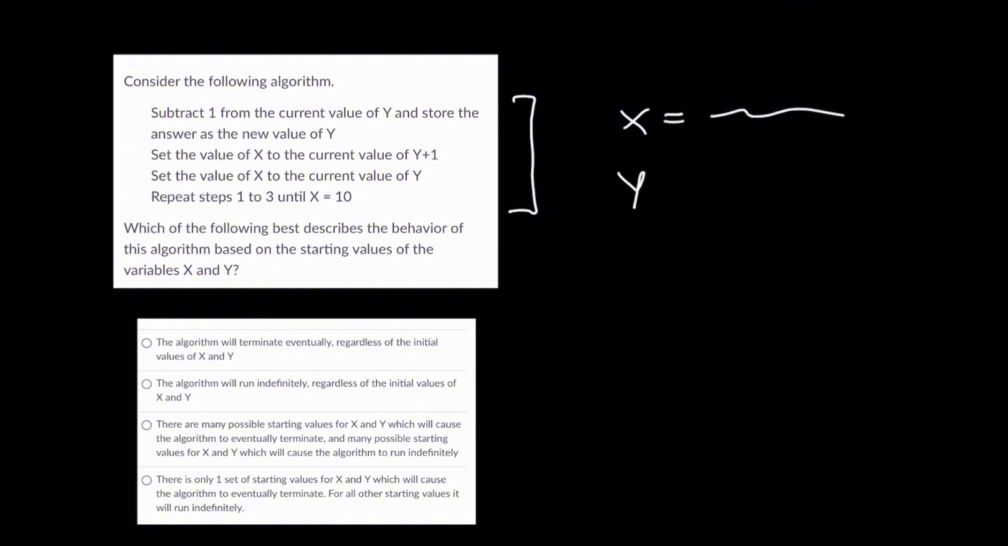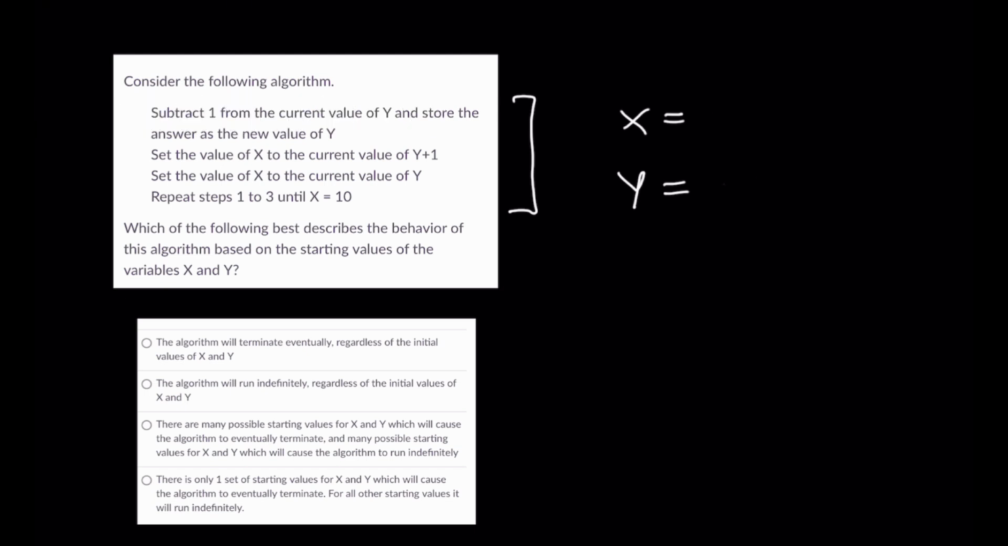And this is our last practice question. This one's basically a math one. Subtract one from the current value of y and store the answer as the new value of y, set the value. So this is basically the algorithm. It's asking which of the following best describes the behavior of the algorithm based on the starting values of x and y. We can give ourselves x as any number and y as any number, and we want to know if this code will work on certain numbers or it won't work. So pause the video and try this question out on your own.